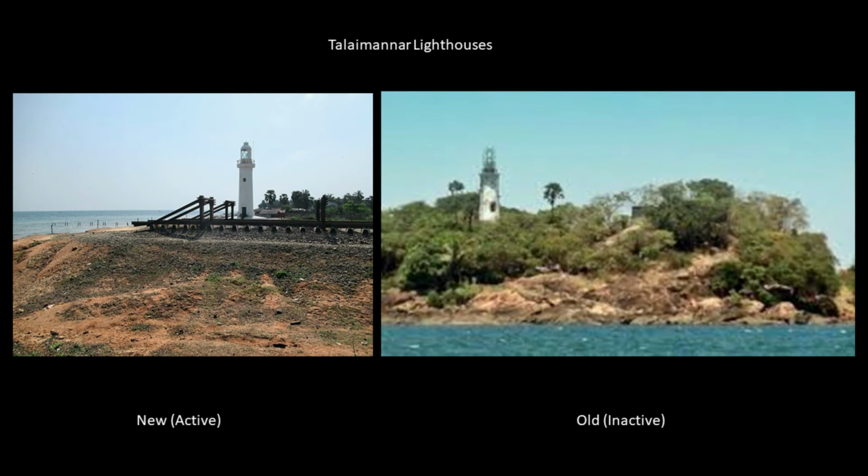abandoned. There are also two historic lighthouses in Talaimanar on Sri Lanka's Mannar Island. What is called the New Mannar Lighthouse was said to have been built in 1915 and is where the rail line ends next to the water. What is called the Old Mannar Lighthouse was also said to have been built in 1915 and was decommissioned.